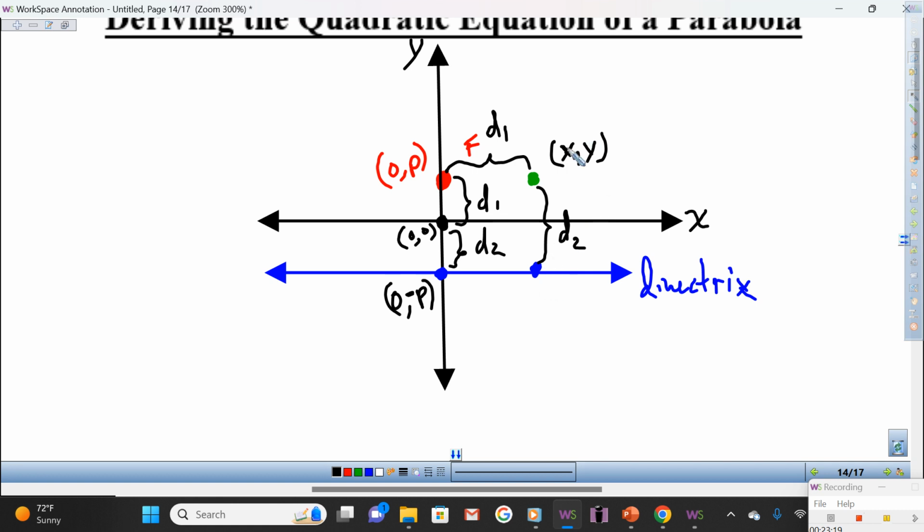But this one, now that we have values, let's see. Look up. If this one is 0, negative P, and this one is X, Y, what can we label this one right here? Share with your neighbor. What can we label that one, Kimberly? X, negative P. That is correct. There it is.